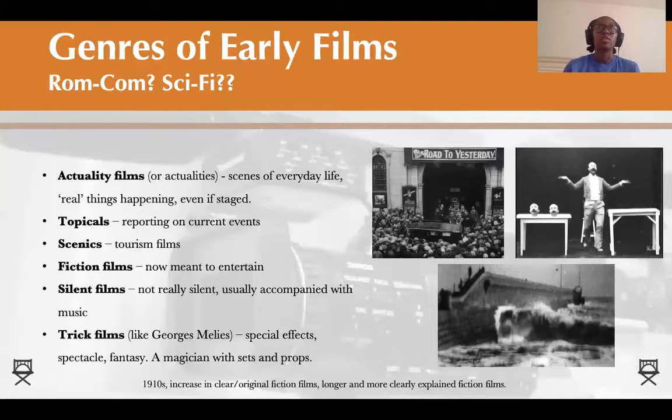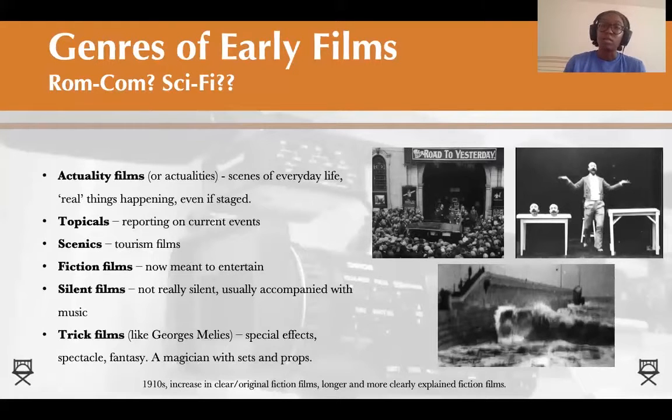Okay, then we have fiction films, which are films that are meant to entertain. Usually they're sort of comedic, or they follow someone on a journey. There aren't too many fiction films at the time because there aren't too many narratives. So any fiction films would be a bit later during this era of early cinema, things like Buster Keaton and the Musketeers of Pig Alley sort of things.